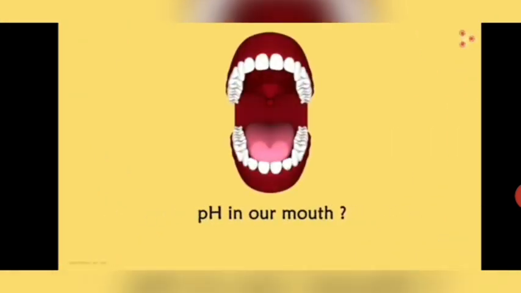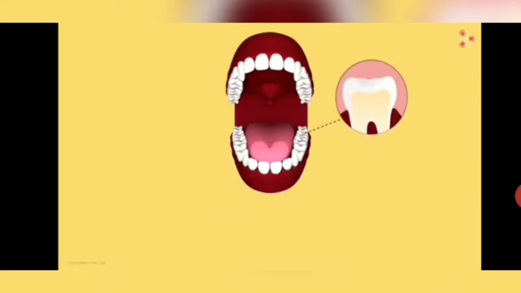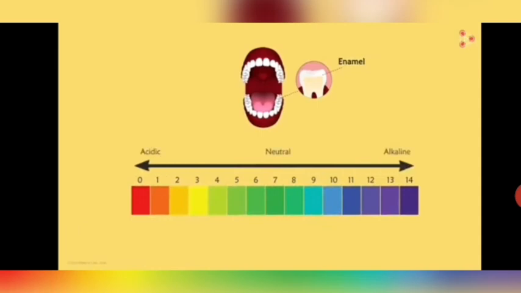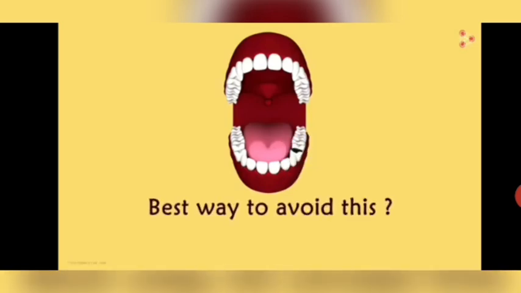Similarly, pH works in the mouth also. As we know, tooth enamel is the hardest part in our teeth. What happens is, when the pH gets less than 5.5, then this tooth enamel starts decaying. But the point is, how does it get below 5.5? That is due to the presence of some particles which are left due to eating.